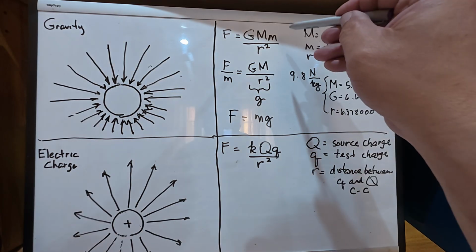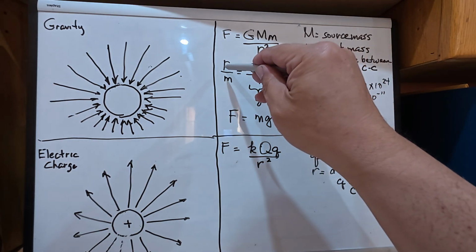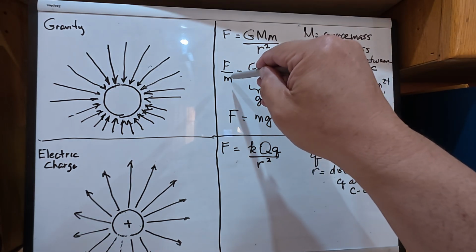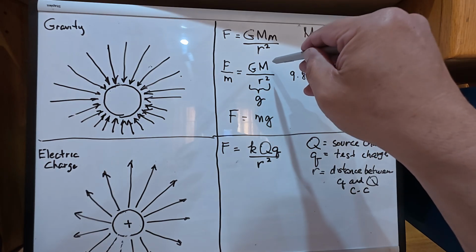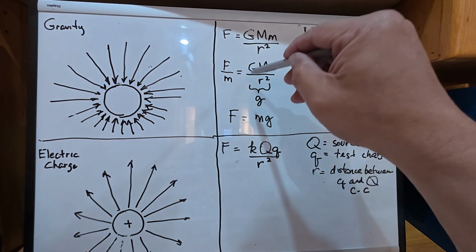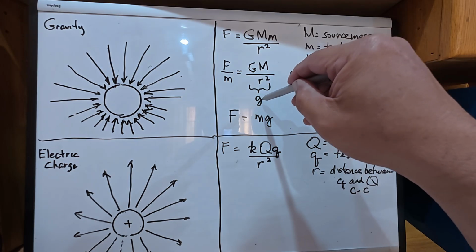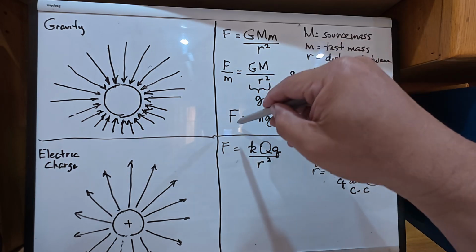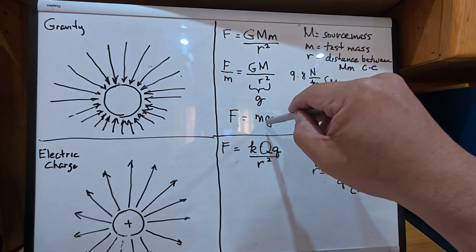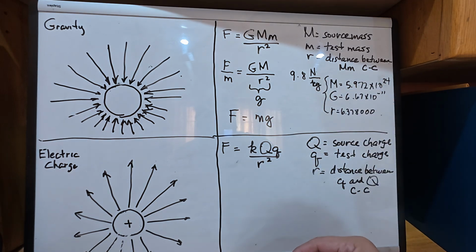Now, I'm going to move this mass from here to the bottom. So this becomes a force per unit mass, force divided by mass. And we have the expression Gm over r squared. We know that this is equal to what we call the acceleration due to gravity. And so rewriting this equation, force is equal to ma, which is Newton's second law.